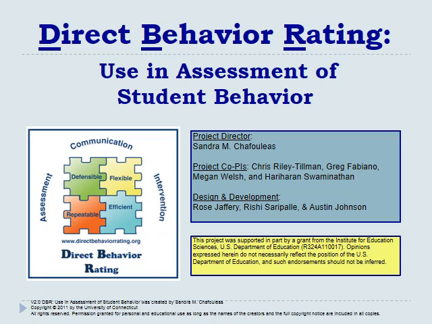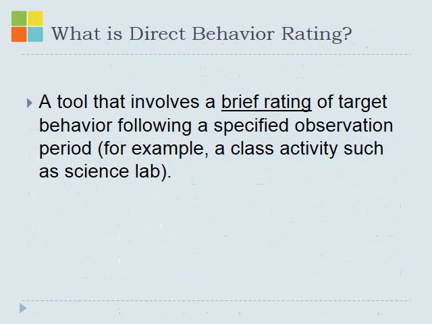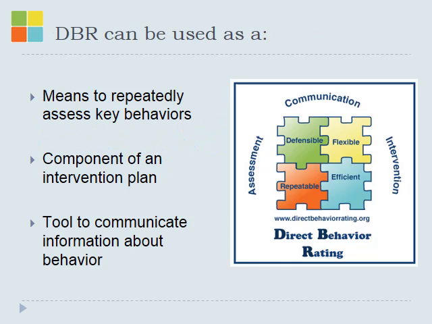All right, today we're going to be talking about the DBR, which is the direct behavior rating. We'll be using this to collect some baseline and post-intervention data to follow up on student behavior that's happening in your classrooms. The DBR is a tool that involves a brief rating of target behavior following a specified observation period. For example, a class activity like a science lab. For us, this is actually going to be during BLS. So you'll be looking at your entire class of BLS and then rating it immediately.